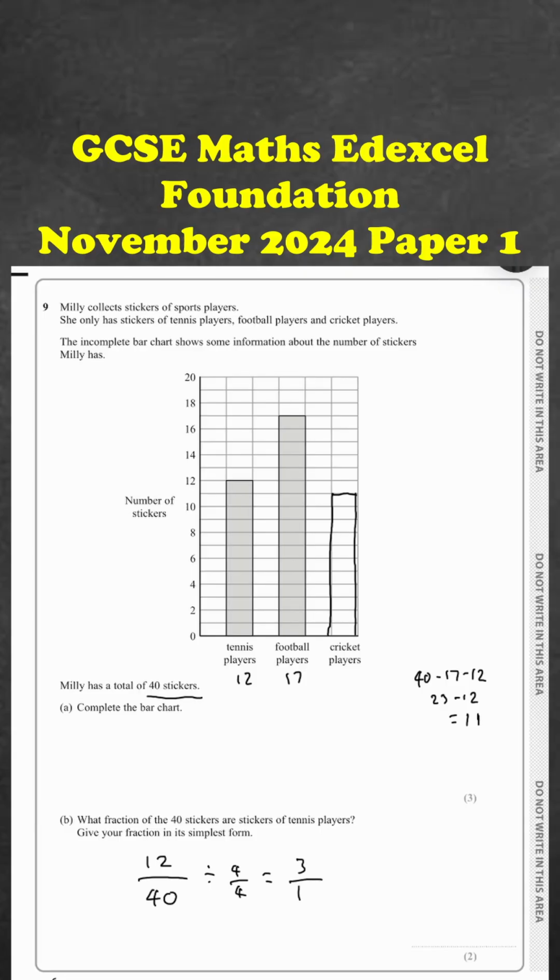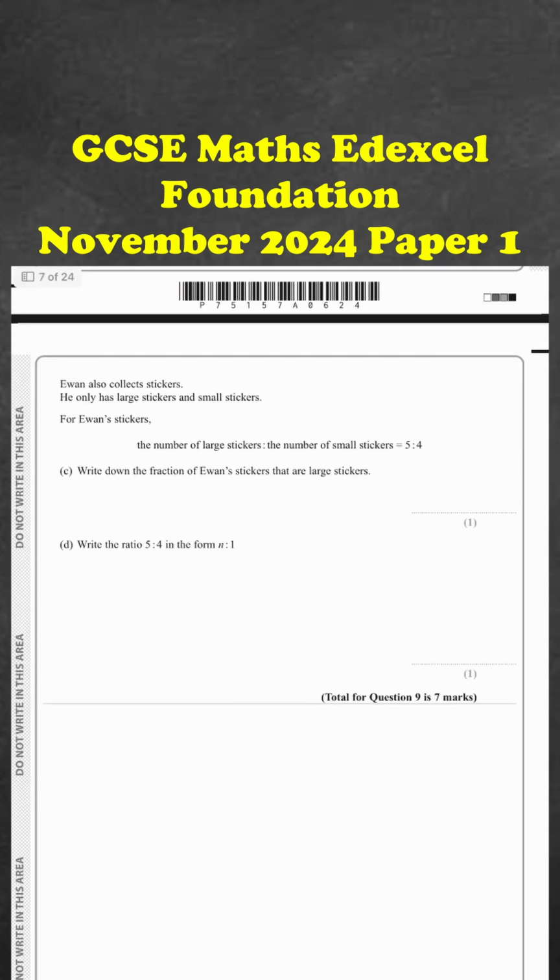To simplify it down to 3 out of 10. This question keeps going on the next page. Ewan also collects stickers. He only has large stickers and small stickers. For Ewan's stickers, the number of large stickers compared to the number of small stickers is 5 to 4. Write down the fraction of Ewan's stickers that are large stickers.